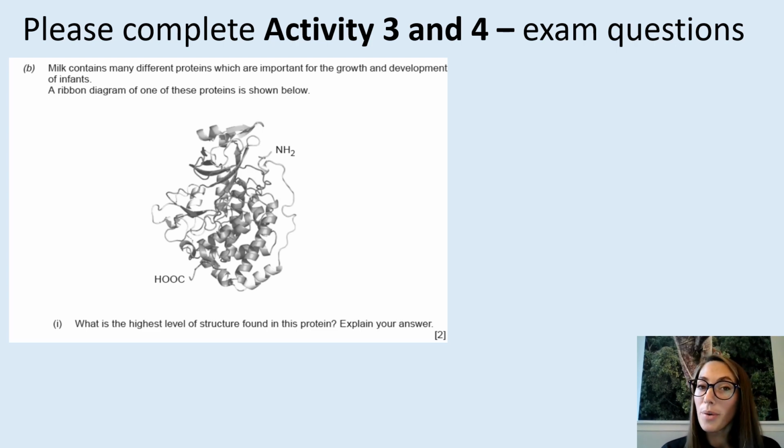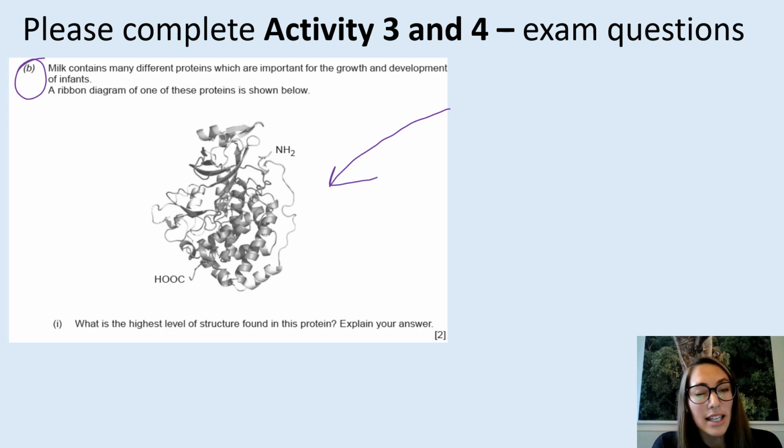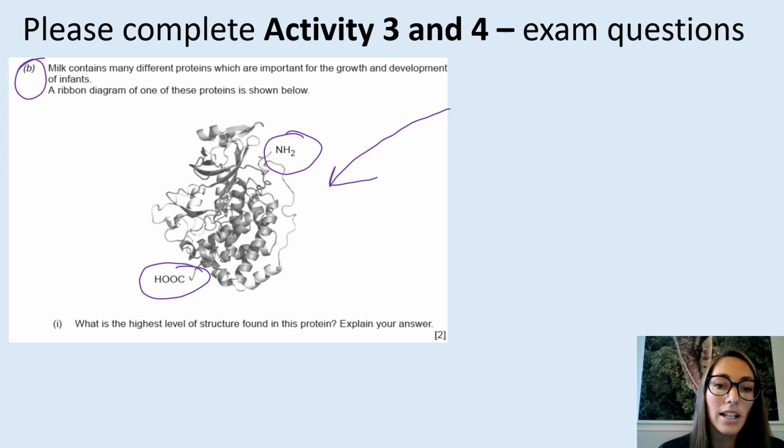Just to review one of these questions with you, we're looking at this question here. One thing to notice is that this diagram might look a little bit different from ones that you've looked at before. This is a ribbon diagram, and the thing that looks a bit like a ribbon is the polypeptide chain. There are lots of different ways of modeling and looking at protein structure, and ribbon diagrams are one of them. A couple of things to notice here. First of all is the groups. You can see here we've got the amine group and we've also got the carboxyl group.